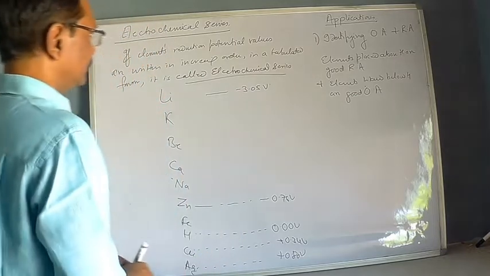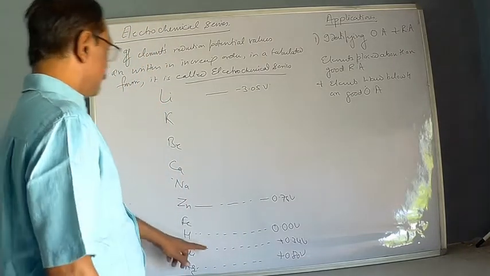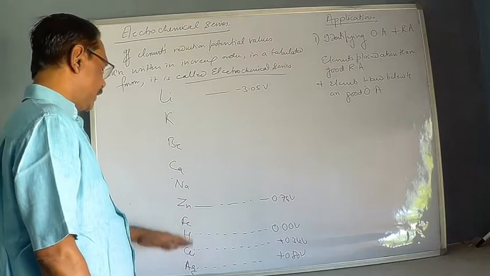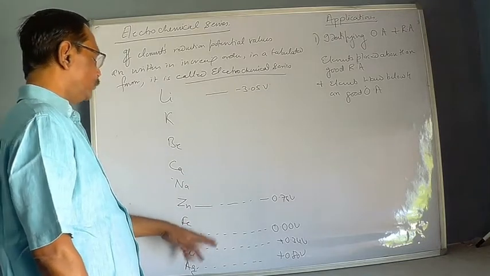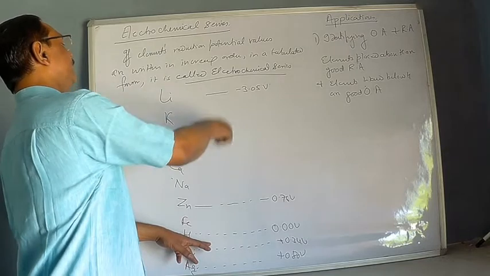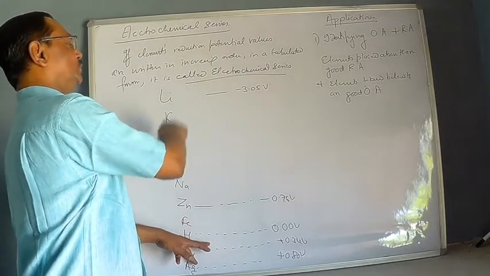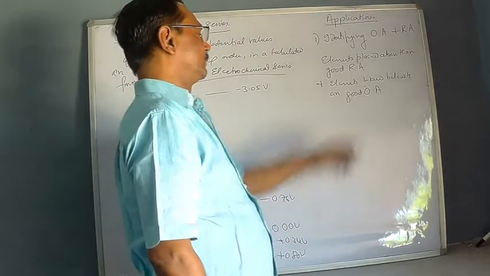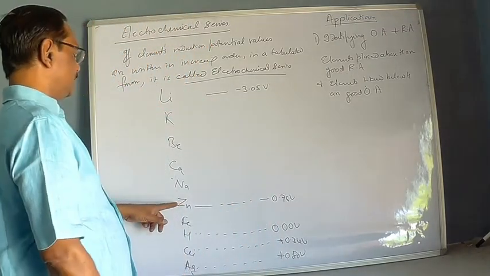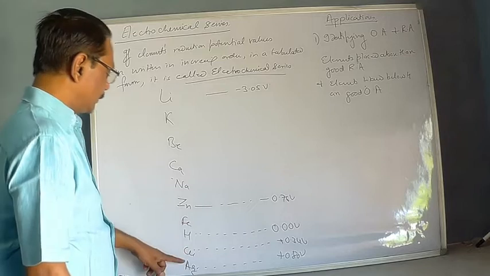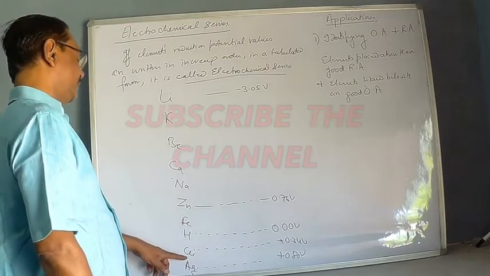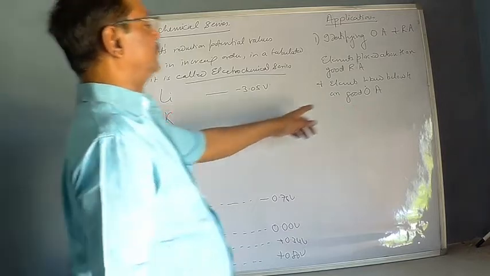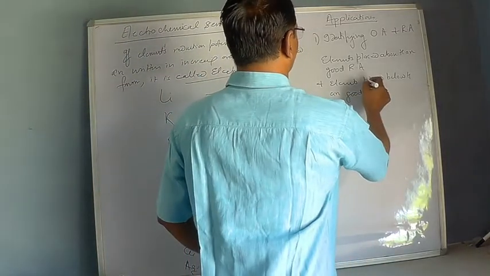I repeat again. We found that copper was getting reduced, zinc was getting oxidized. So copper is placed below hydrogen, so it is getting reduced. Who is reducing it? The elements above hydrogen are reducing it. So the elements placed above hydrogen are good reducing agents. Zinc was getting oxidized. Who was oxidizing it? Copper was oxidizing it. So elements placed below hydrogen are good oxidizing agents.